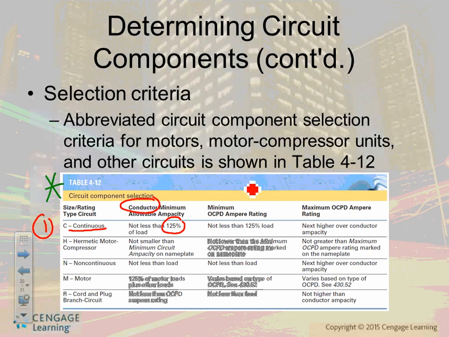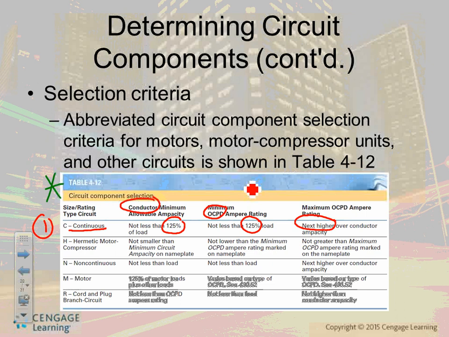Conductor size, what do you do? 1.25. Minimum overcurrent device. What do you do when you size the overcurrent device? Can you guys see that? The overcurrent device, 1.25. If it's not a standard size, where do you go? Next size up. Okay? Let's take an example.